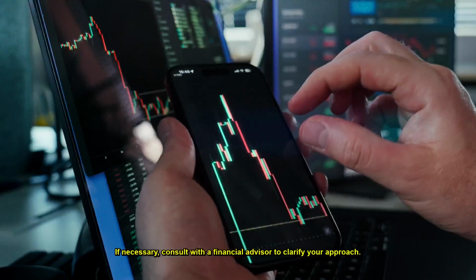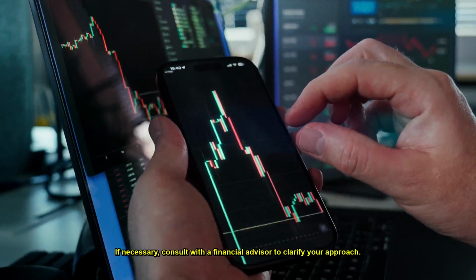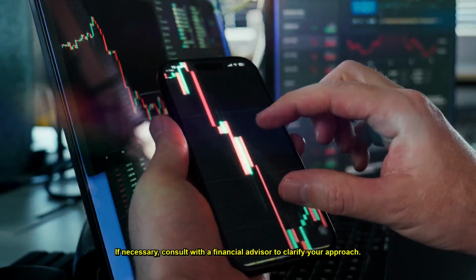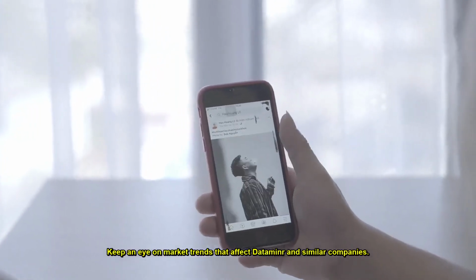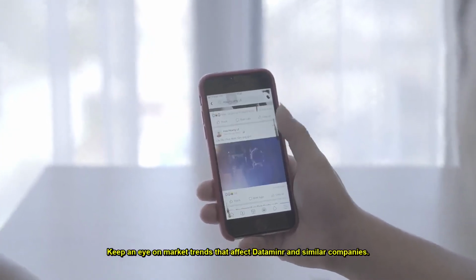Review your investment strategy to determine how much you are willing to invest. Assess your risk tolerance before making any investment decisions. If necessary, consult with a financial advisor to clarify your approach. Keep an eye on market trends that affect Dataminr and similar companies.